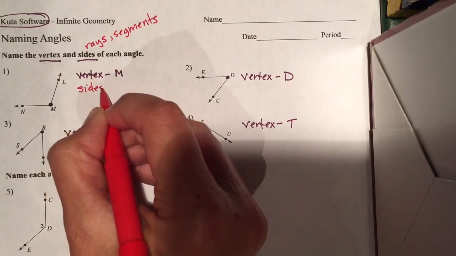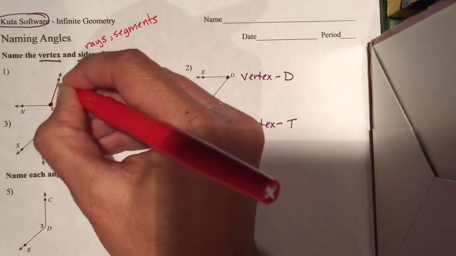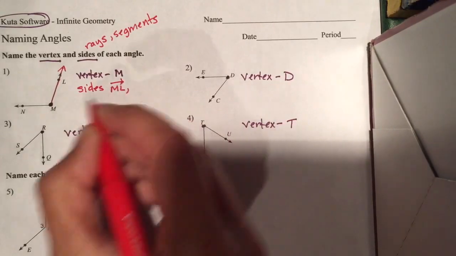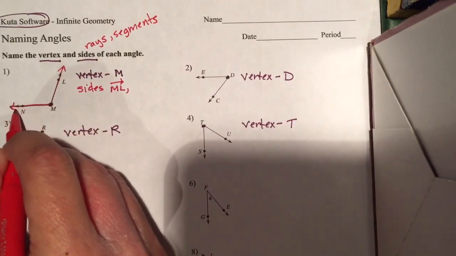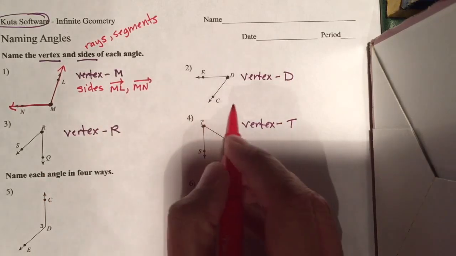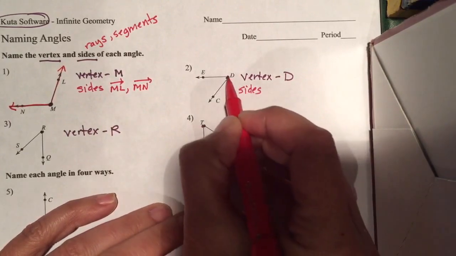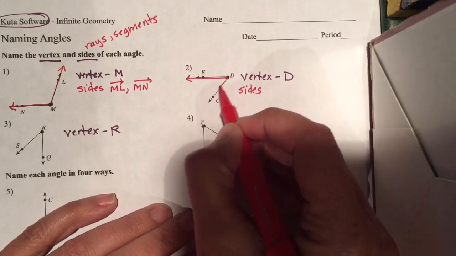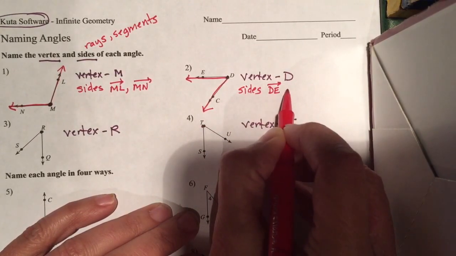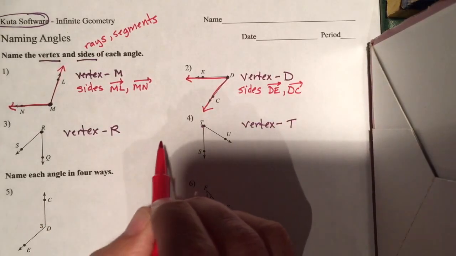the angle. So the two sides of my angle here are going to be ray ML, which goes this way. So ray ML. And the other one is going to be ray MN. So those are the two sides of my angle. If I look at this angle over here for my two sides, it's going to be ray DE and ray DC. Notice how all of the rays start with the vertex. That is their starting point.